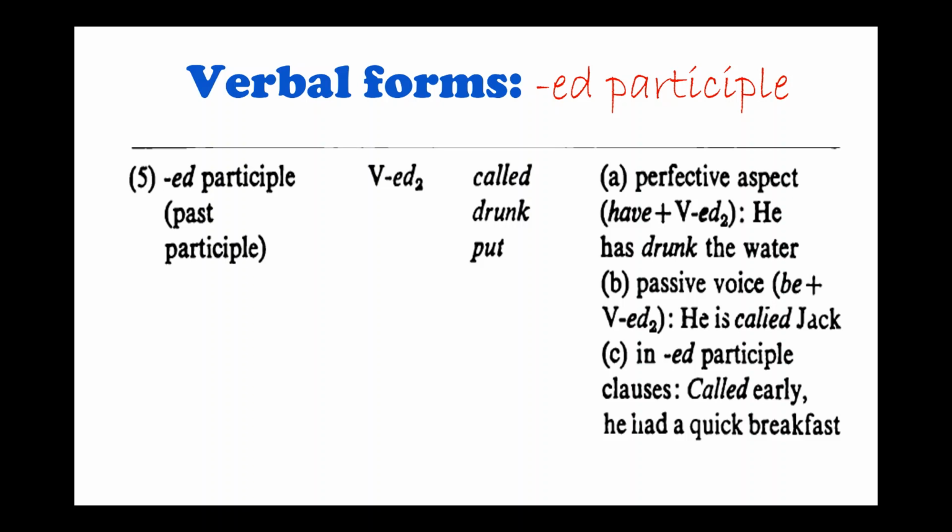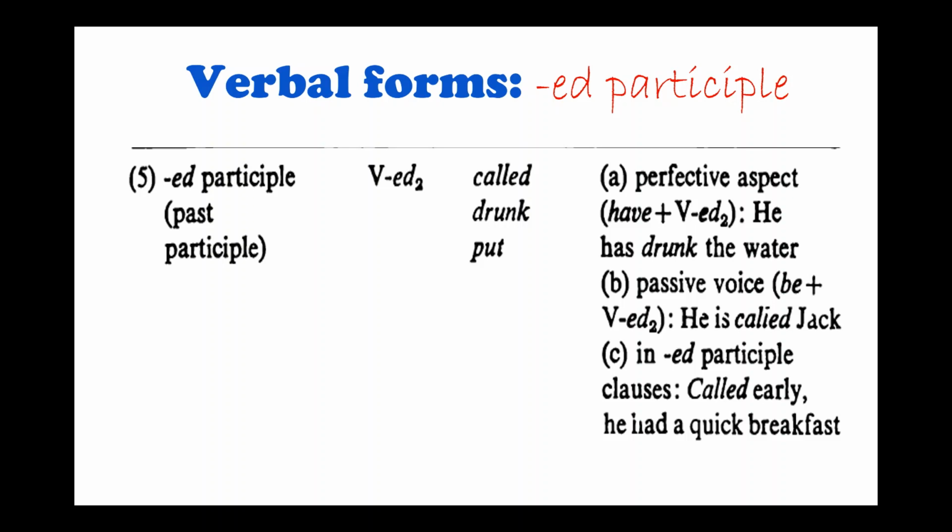However, it is being used in its past participle form. So that was the first scenario. The second scenario is the passive voice. When we want to change the voice of the sentence from the active to the passive, then we need to use the verb in its past participle form. Look at the example. He is called Jack. He's called Jack.